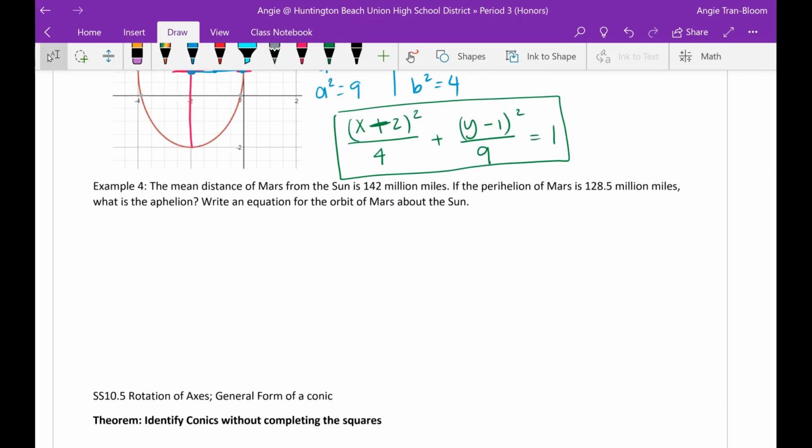Example 4. The mean distance of Mars from the Sun is 142 million miles. If the perihelion of Mars is 128.5 million miles, what is the aphelion? Write an equation for the orbit of Mars about the Sun.